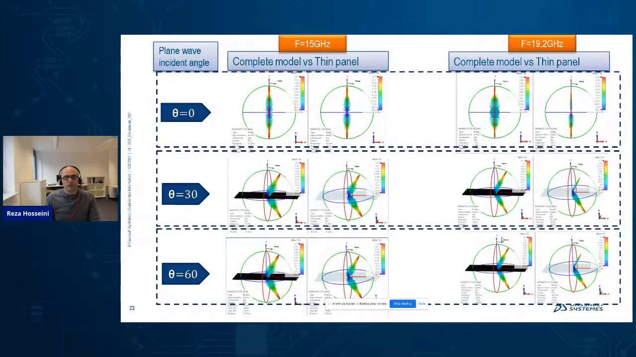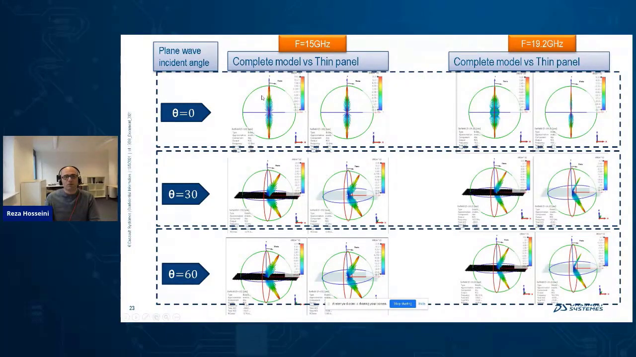So the same concept, the same result, but using the full far-field monitor. The previous one was just showing one certain point with the RCS probe, but now we have it in a full 3D monitor. You can see it at theta equal to 0, the normal incident angle. The column on the left represents frequency equal to 15 gigahertz, the notch band, and the right column is for 19.2 gigahertz, which is our pass band.